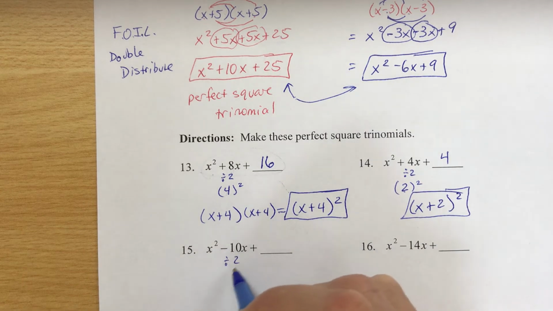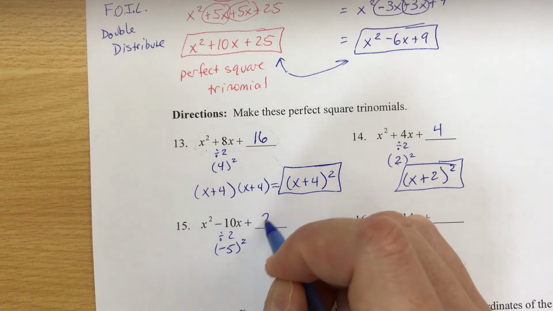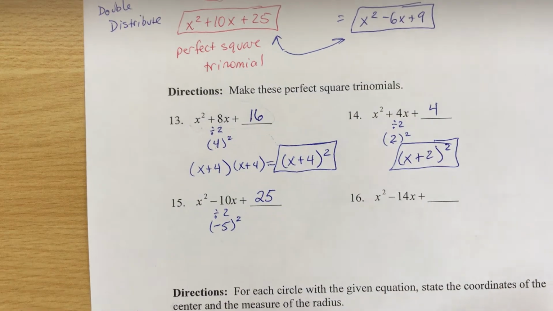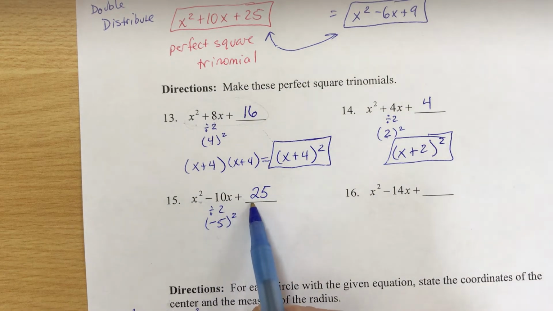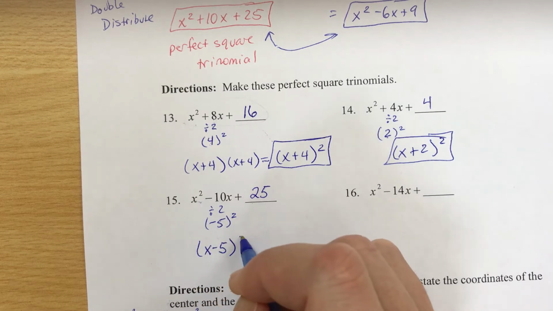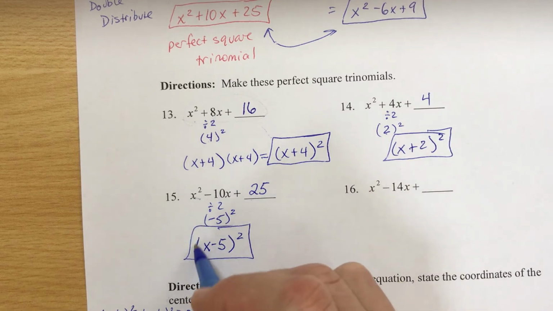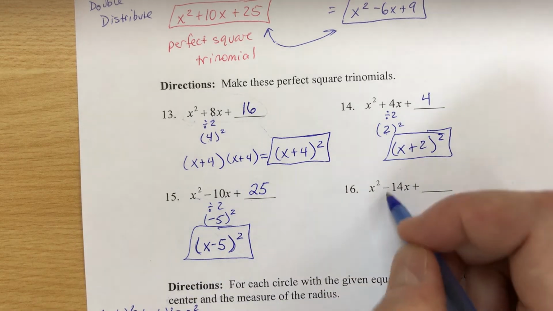Half of negative 10, so it must have been negative 5 and negative 5 in the middle. When I square negative 5, I get 25. So that's the perfect square trinomial. The binomial factors are x minus 5 times x minus 5, which is x minus 5, that whole quantity squared.